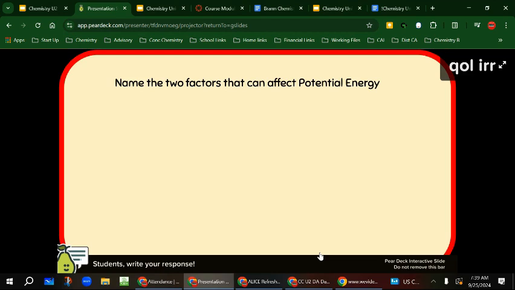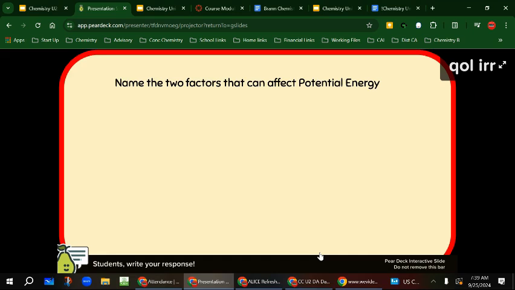All right, Zach, name me one. Height. Height affects potential energy. Finley, name me the other. Mass. Can someone name me the one that we cannot change? Gravity. Okay? So, all of these boxes are up here.